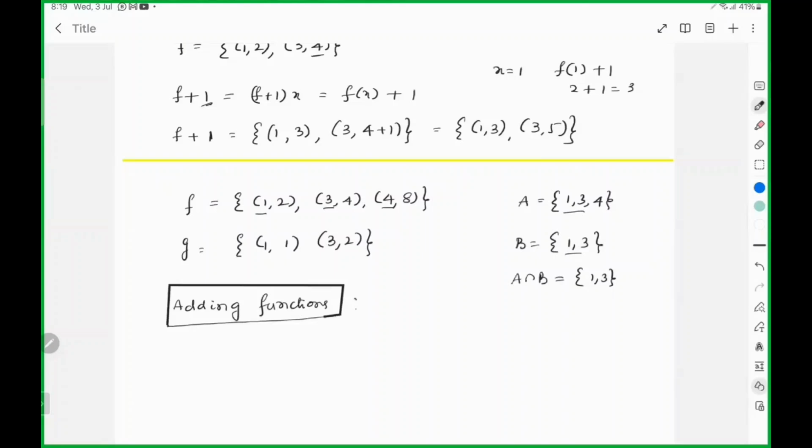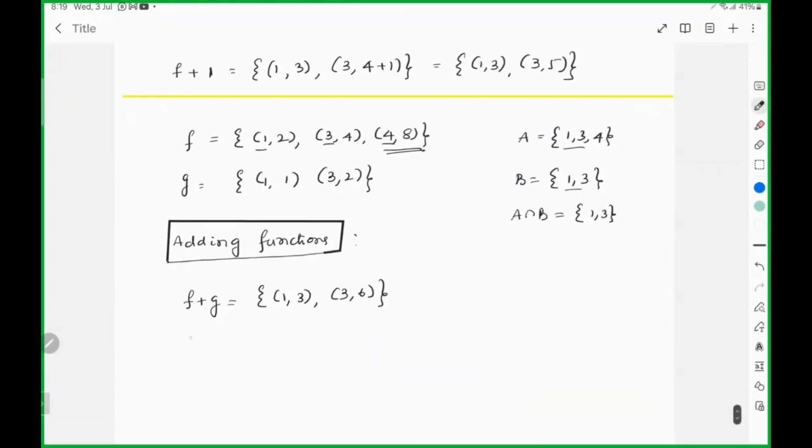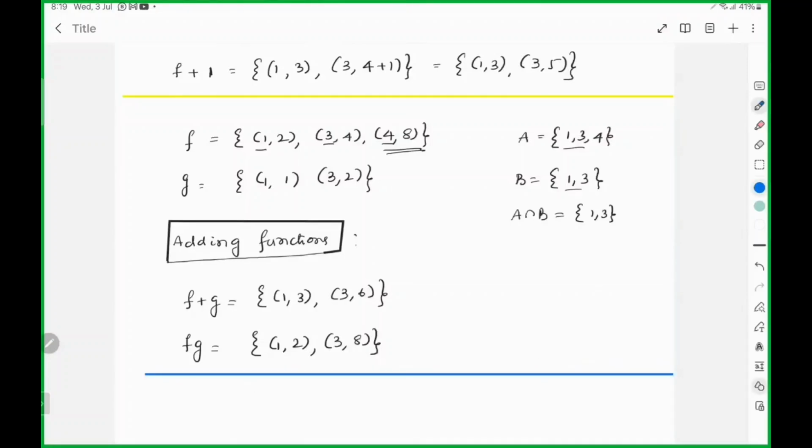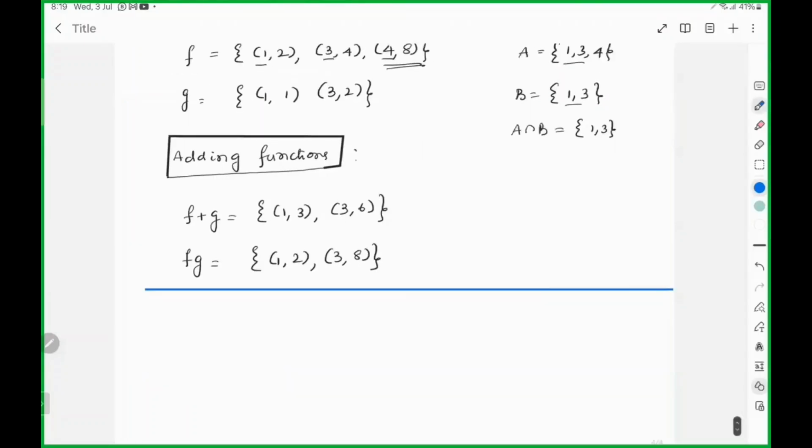Right. Here, suppose you want to add two functions. It is restricted to only 2 plus 1, 3, 4 plus 2. We can eliminate this particular element. Or you want to multiply: 1, 2, 3, 8. This is how multiplication is defined. So whenever their domains are different, the operation is applied on the intersection.